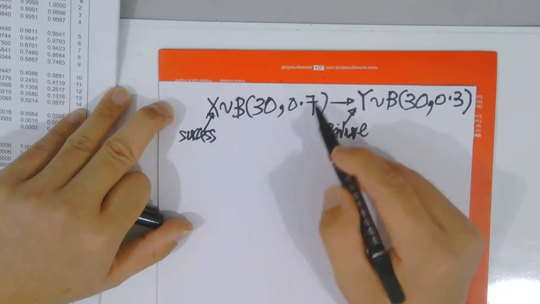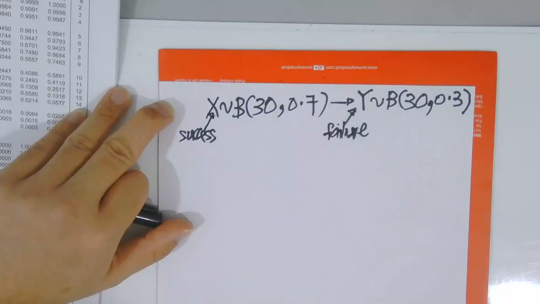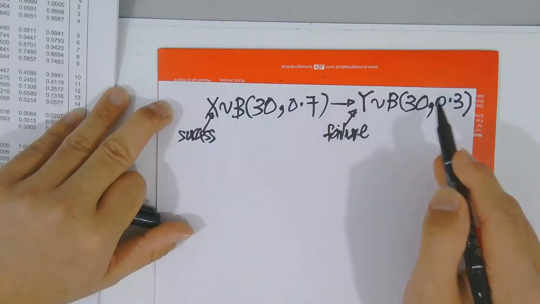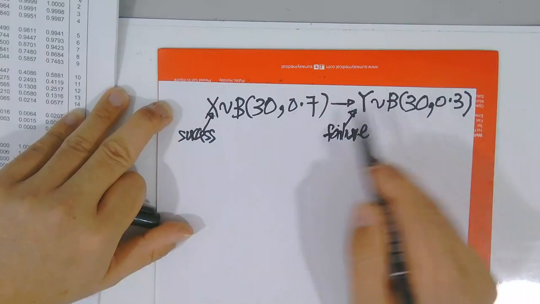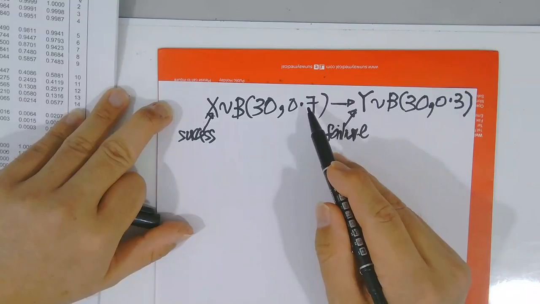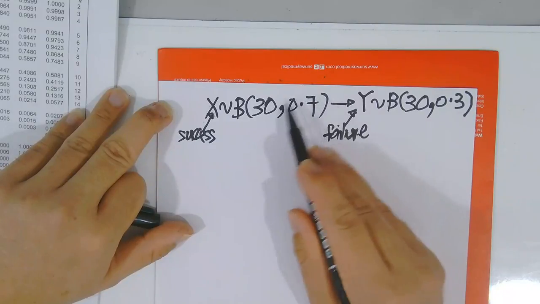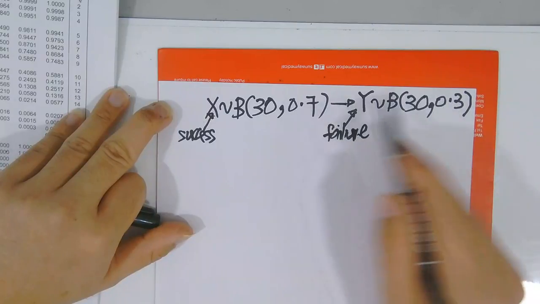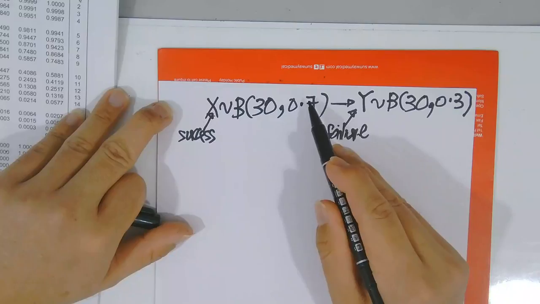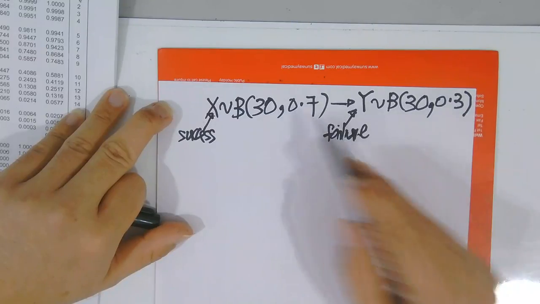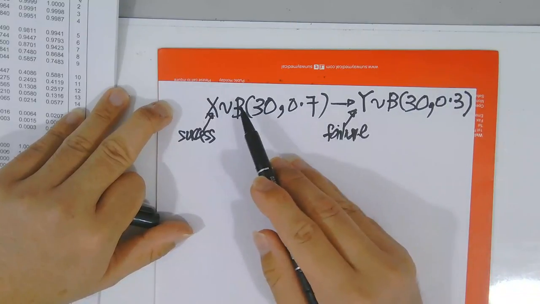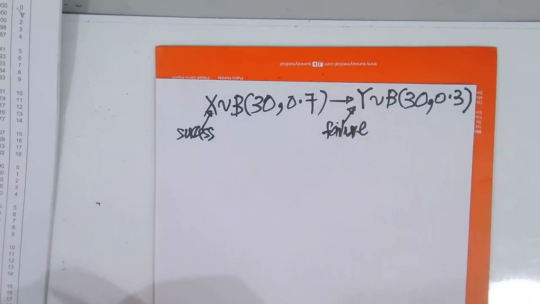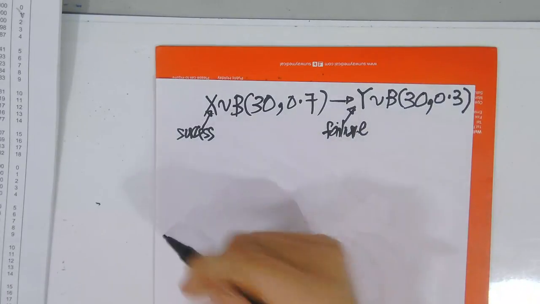As you see, this is 0.7 and this is 0.3. If you total these two, it will be 1. If this is 0.8, which you cannot find in your table, you use 1 minus 0.8, so this will be 0.2. If this is 0.6, this will be 0.4. The total must be 1 because for a binomial distribution there are two types of outcome: win or loss, success or fail.